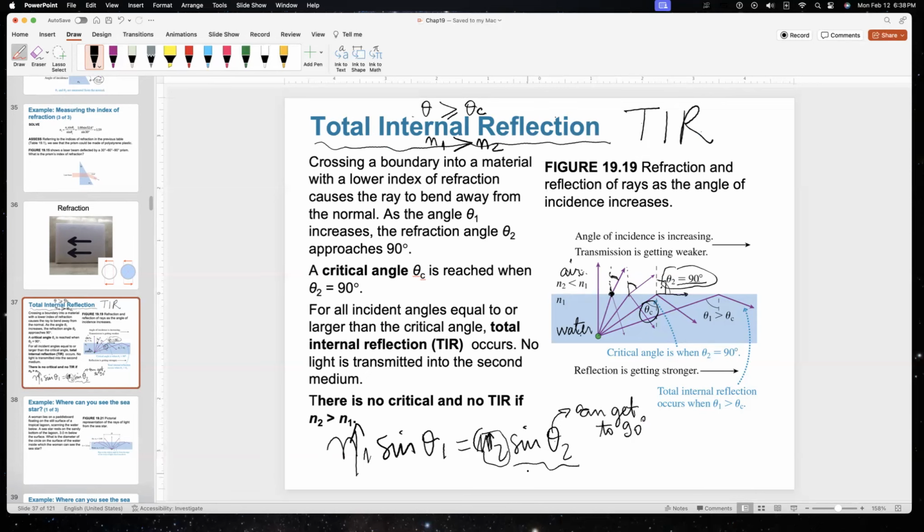So you're only going to make one of the sine of thetas here get to this maximum value, which is 90 degrees, when you have a very small n2 here, so that you can maximize this other side of the equation. So what are the conditions for total internal reflection? It's only going to happen if you start in a medium that has a greater index of refraction than where you're going to. So this is an important condition. And it's only going to happen when theta is greater or equal than theta critical.